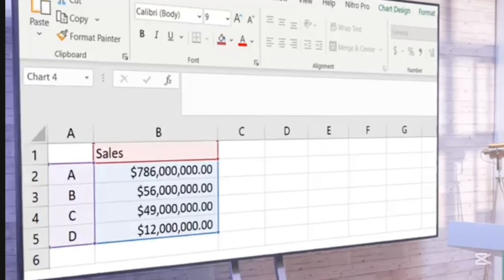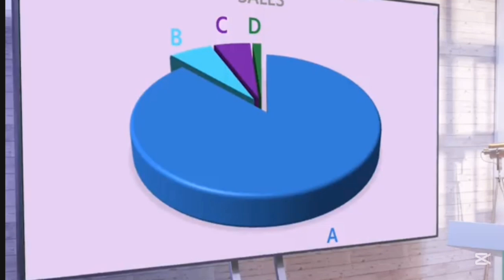Let's take a look at an example. Here you have data that represents sales figures in various divisions of an organization. For this example, you can use a pie chart to graphically represent the sales figures in the spreadsheet. The pie chart shows that Division A generates the most sales, while Division D generates the least.